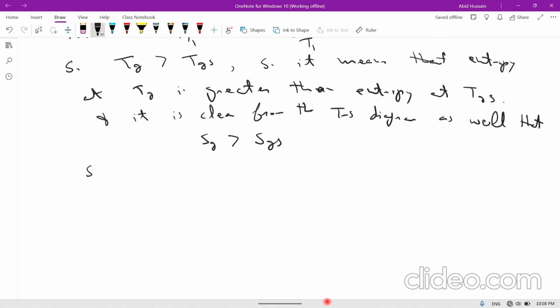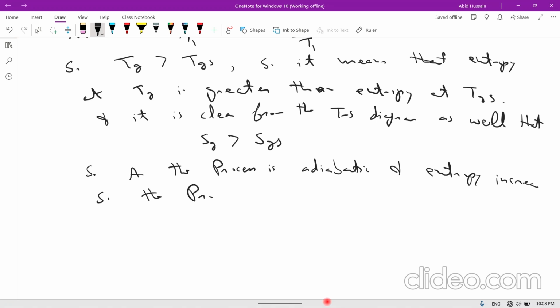So as the process is adiabatic and entropy increases, the process is irreversible. For a reversible process, entropy will be constant.